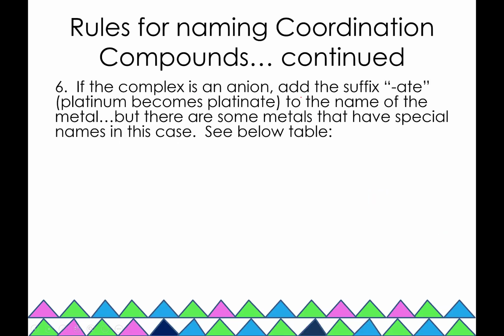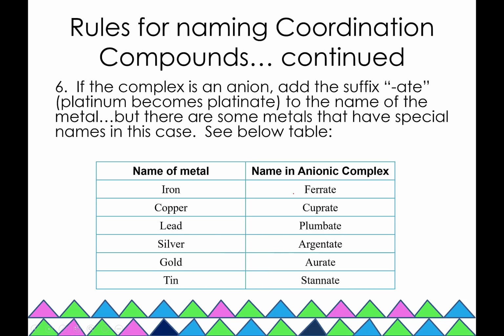If your complex is an anion, the suffix ate is added to the metal. So platinum becomes platinate. So you get rid of the ending for a lot of them, like chromium becomes chromate. But there are a few metals with special names. Iron is called ferrate, copper is cuprate, lead is plumbate, silver is argentate, gold is aurate, and tin is stannate. Only when the complex ion is an anion. If it's a cation, then you just use the regular name, like silver 1.